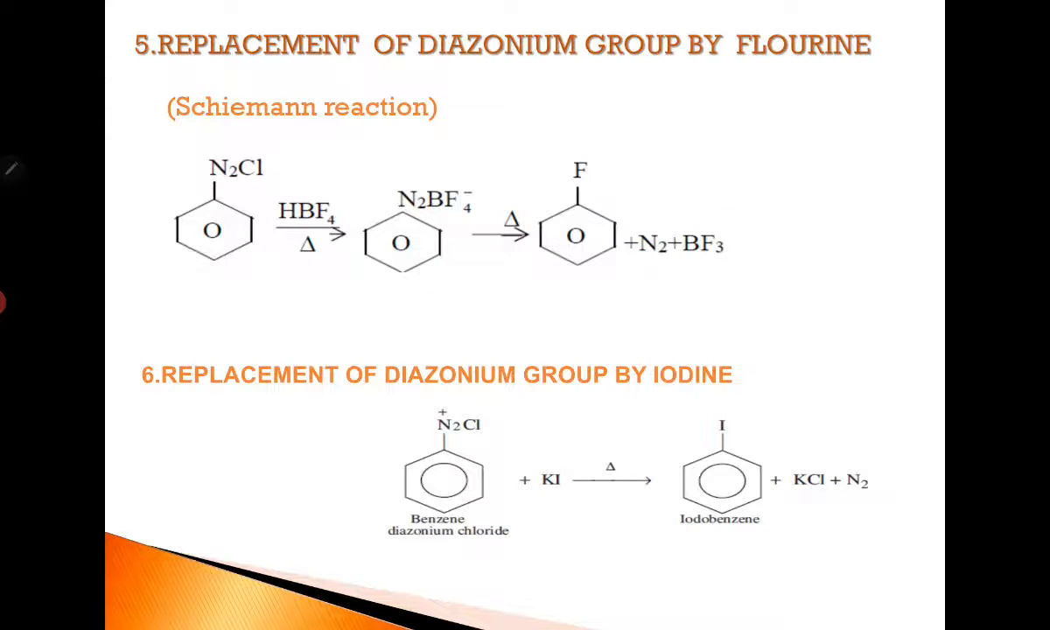Next, replacement of diazonium group by fluorine. In this method, as I told you just now, direct fluorination is not possible on benzene, and the best method is by using diazonium chloride only. From diazonium chloride, fluorobenzene is prepared very easily and conveniently.